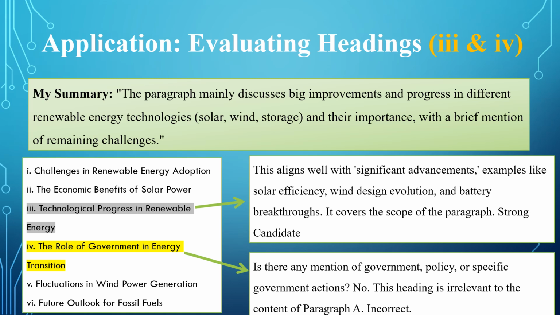Let's continue. Heading E. Technological progress in renewable energy. This sounds very promising. Our summary focused on big improvements and progress. The paragraph details advancements, efficiency doubled, evolved designs, breakthroughs. This heading seems to capture the main theme of development and advancement across various renewable technologies. This is a strong candidate.